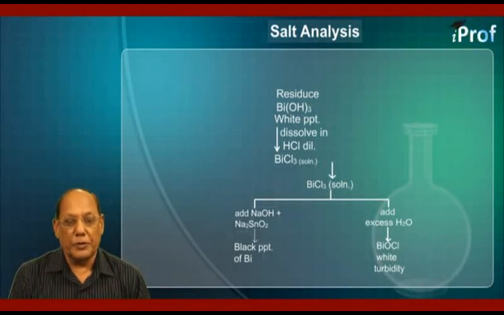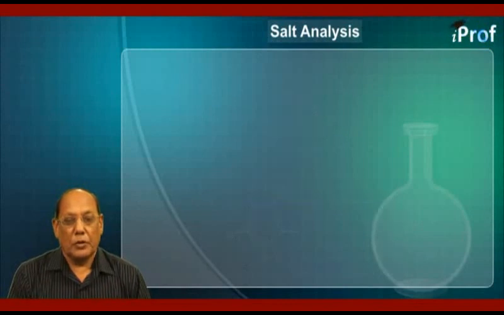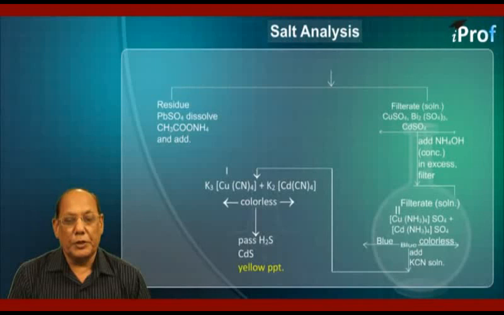Another test for bismuth is, we take that BiCl3 solution and add water to it in excess amount. That solution becomes white turbid due to the formation of BiOCl. So, by any of these two, bismuth can be confirmed.